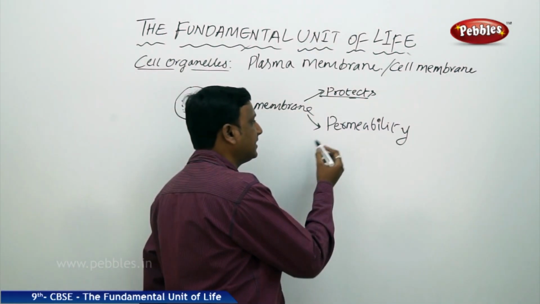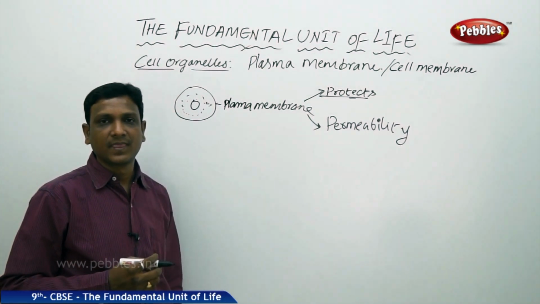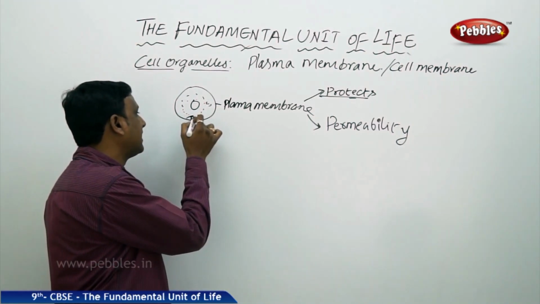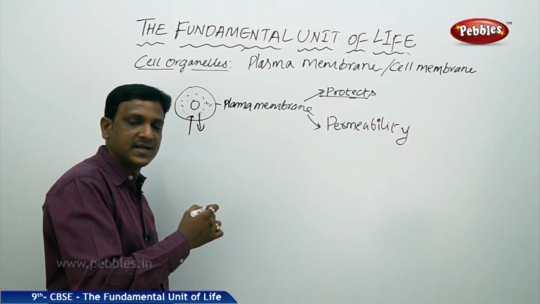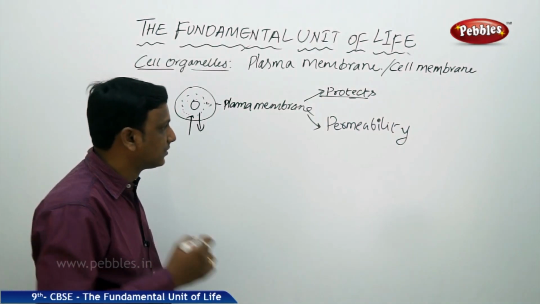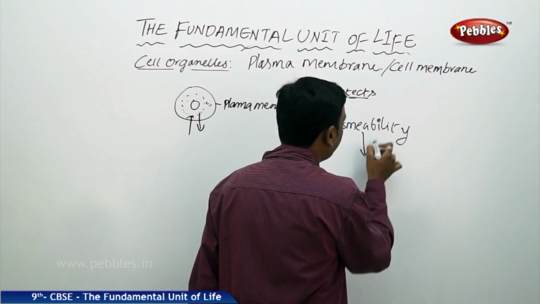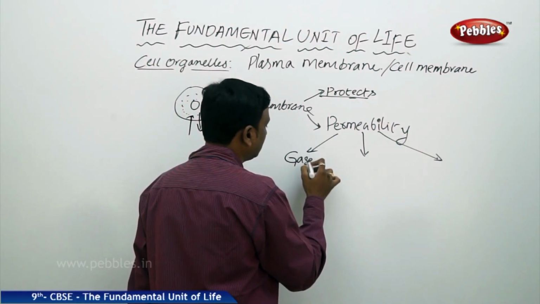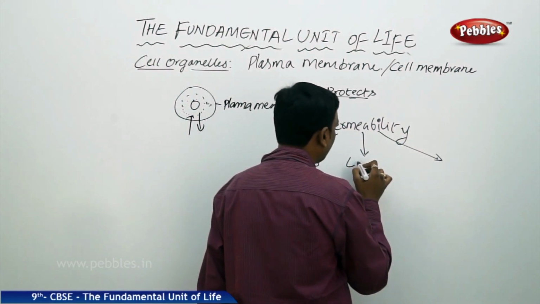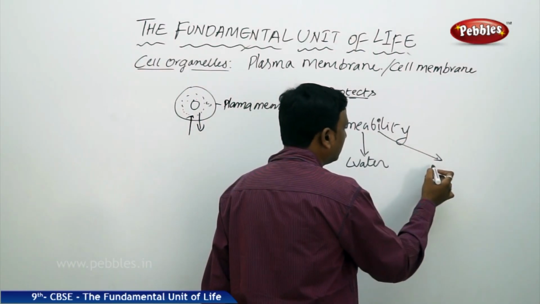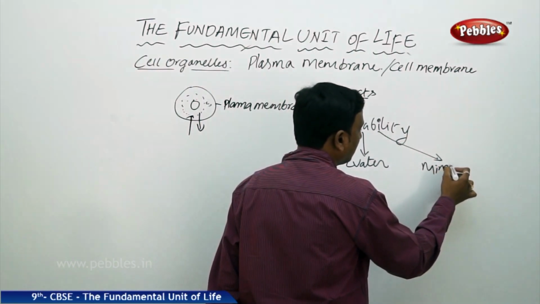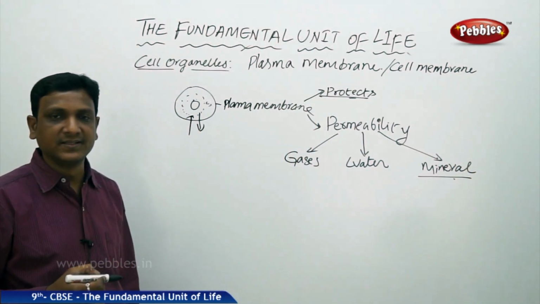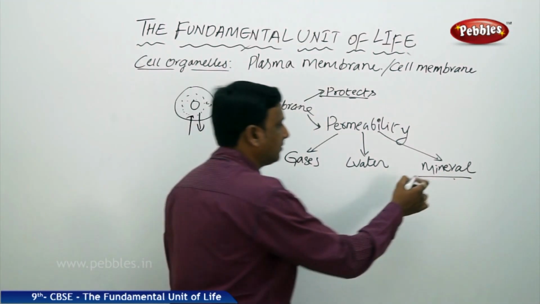So what is this permeability? Selective permeability. And what is it allowing? Actually, what are the materials that travel inside and outside the cell? What materials will go inside the cell and what materials will come outside the cell? Basically, three kinds of materials travel across the cell membrane or plasma membrane. One is gases. The second is liquids like water. And the third is minerals and other nutrients, minerals and other substances. So we write other.